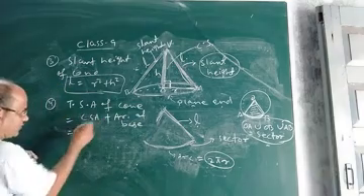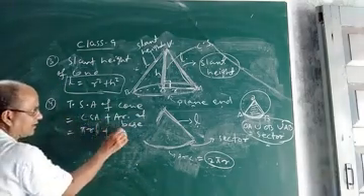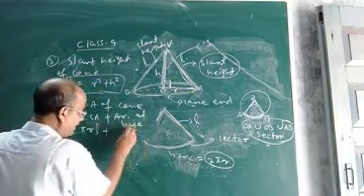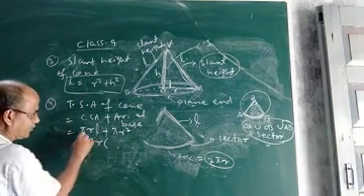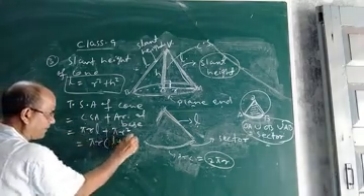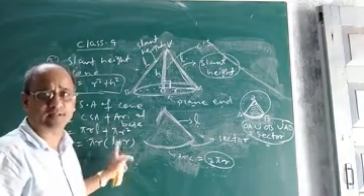And what will be the formula? Curved surface area, as I just told you, is pi r L, and area of base means area of circle. Area of circle is pi r square. Now you take pi r common. If you take pi r common, it will be L plus r. So this will be the formula to find the total surface area of a cone.